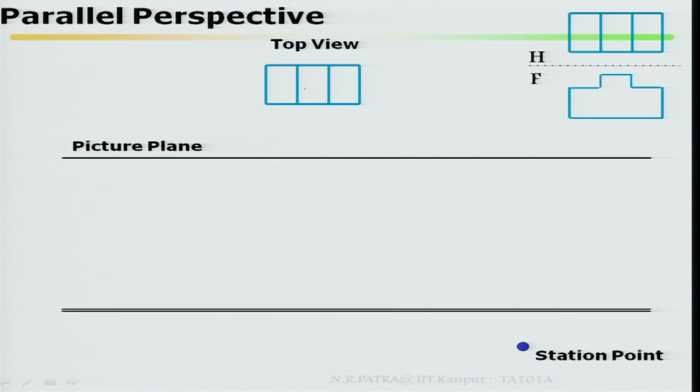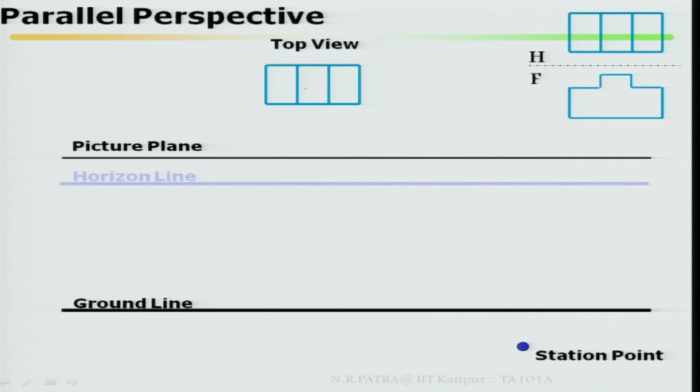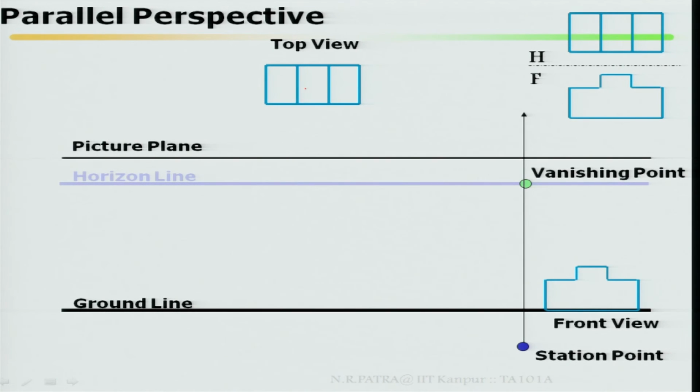So in this case, mark your station point based on the coordinates, and draw the ground line and the horizon line based on the coordinates available. From the station point, draw a line parallel to one of the faces and identify your vanishing point. Then draw your front view on the ground line. Remember, here the front view is touching the ground line, but in this case the picture is not touching the picture plane. That means whatever you project here is not going to be in true shape.